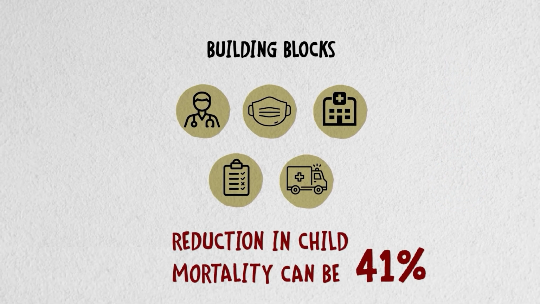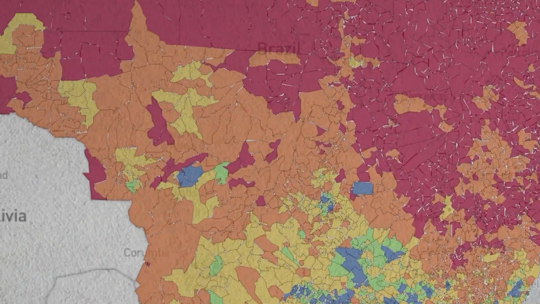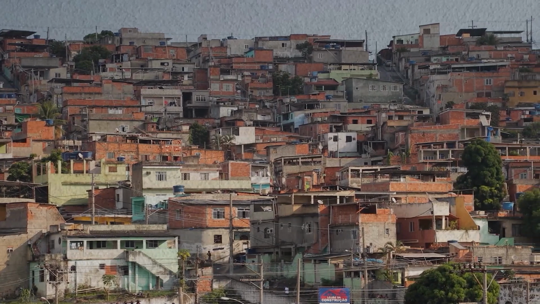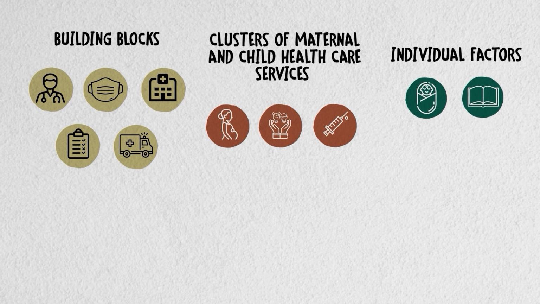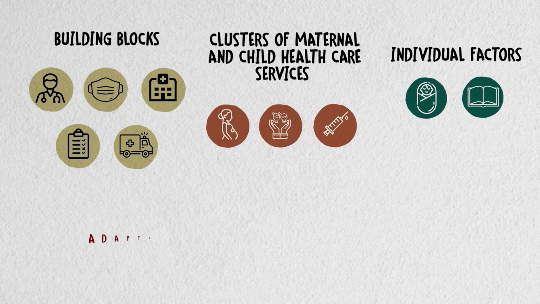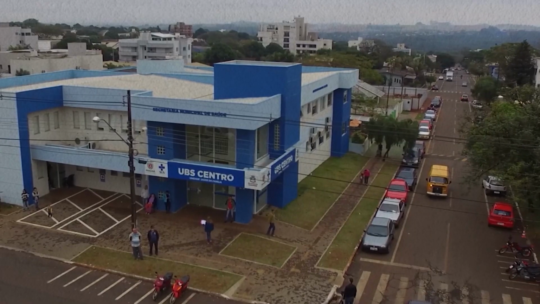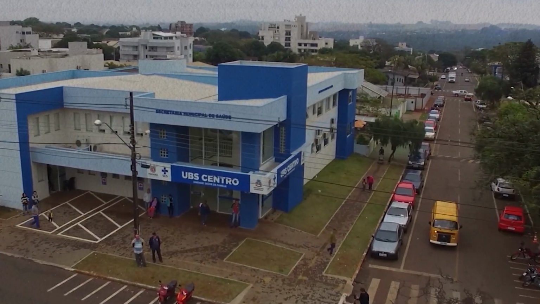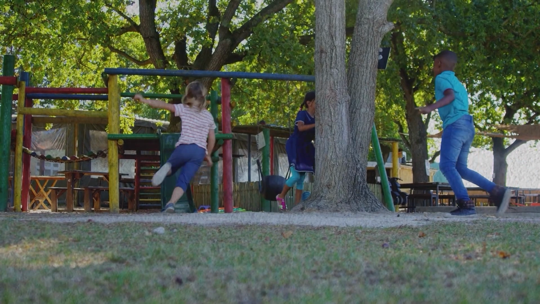41%. Our analyses were replicated in different groups of municipalities, and the results show even larger effects in the most vulnerable of these. Our primary healthcare model can be applied in other low and middle income countries and adapted for other health outcomes, such as maternal mortality. In addition, this model allows managers to identify which facets of primary healthcare need to be developed to expand its effects in improving children's health.